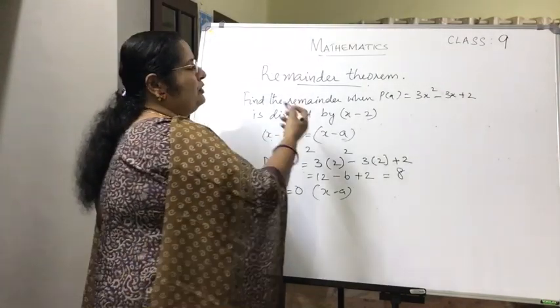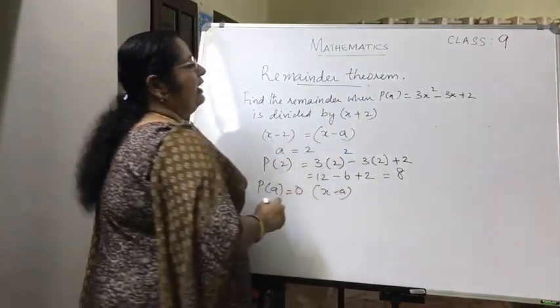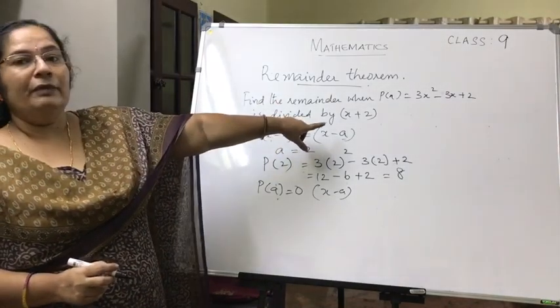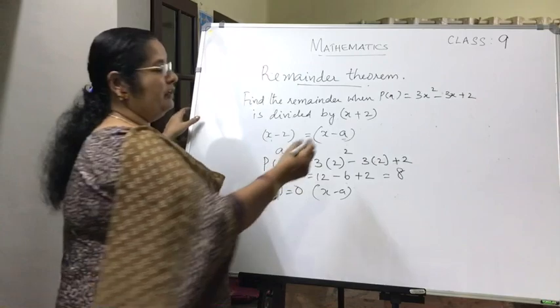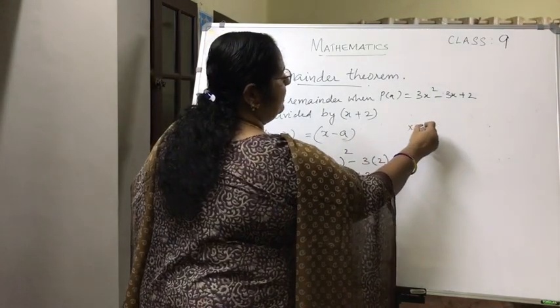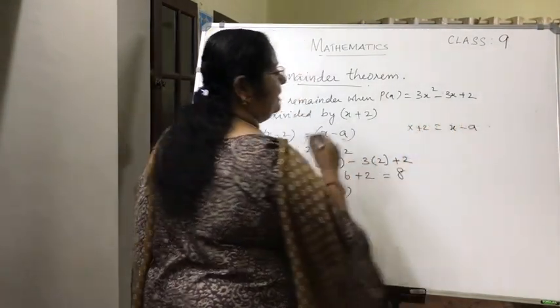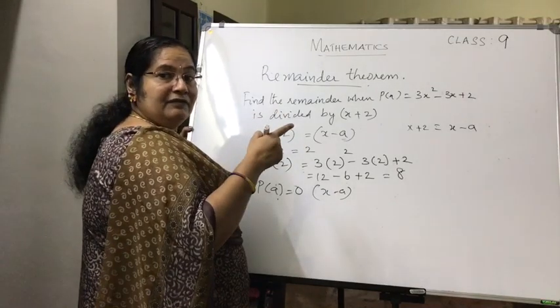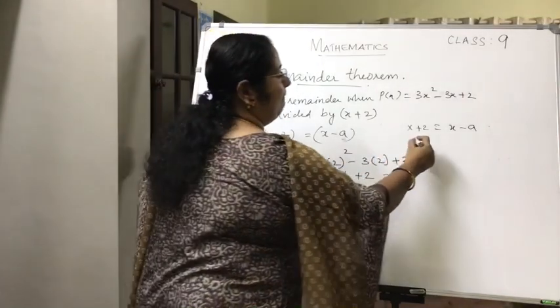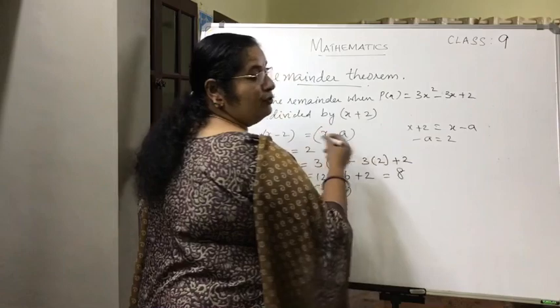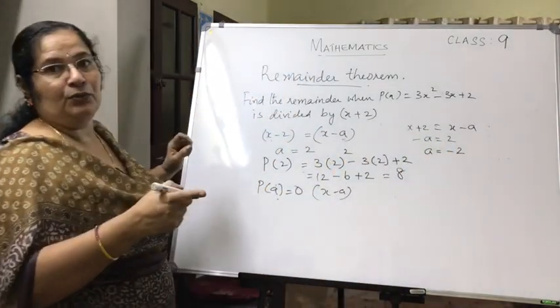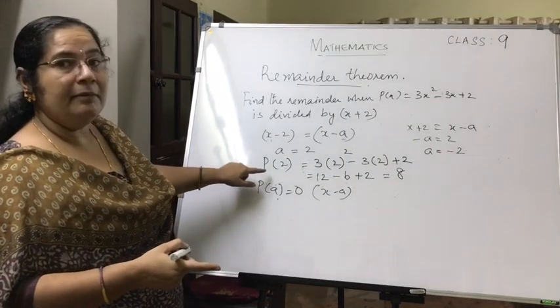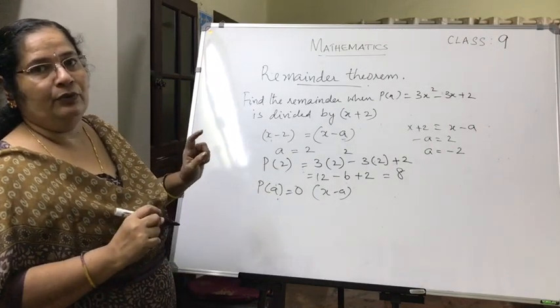Suppose you are dividing by the linear polynomial x plus 2. You compare this, so x plus 2 is equal to x minus a. In that case, when you compare, minus a is equal to 2. So what is the value of a? A should be minus 2. So in that case, you will be finding p of minus 2.